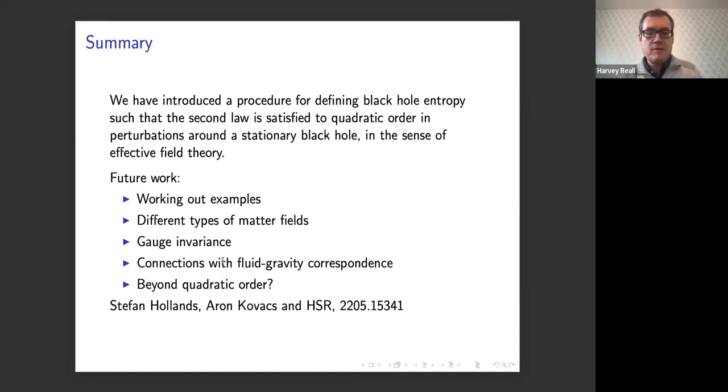A lot of our approach is reminiscent of the fluid gravity correspondence, so it might be interesting to explore those connections a bit. And of course, perhaps the main question is, all of this only holds to quadratic order in perturbations around a stationary black hole, and so clearly it's desirable to go beyond that and ideally get some result which holds non-perturbatively. But at the moment, that seems very ambitious, and we don't really have any good ideas for how to do that. Okay, so thank you for your attention.